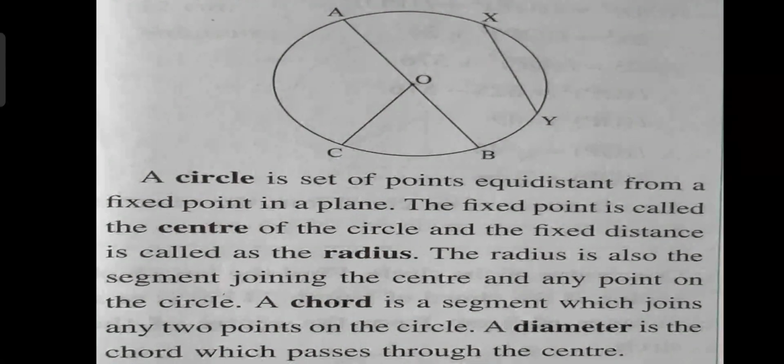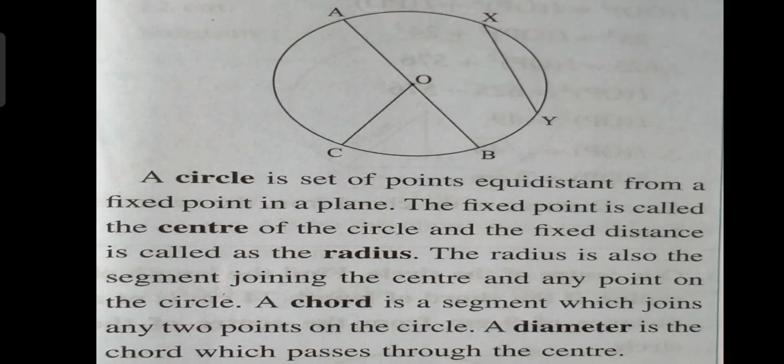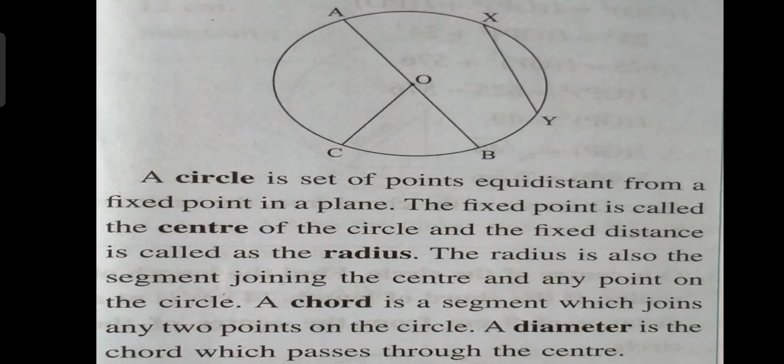What is a circle? A circle is a set of points equidistant from a fixed point in a plane. The fixed point is called the center of the circle and the fixed distance is called the radius. So in the above figure, students, you can see that O is the center. We have OC, OA, OB as the radii of the circle. The radius is also the segment joining the center and any point on the circle.